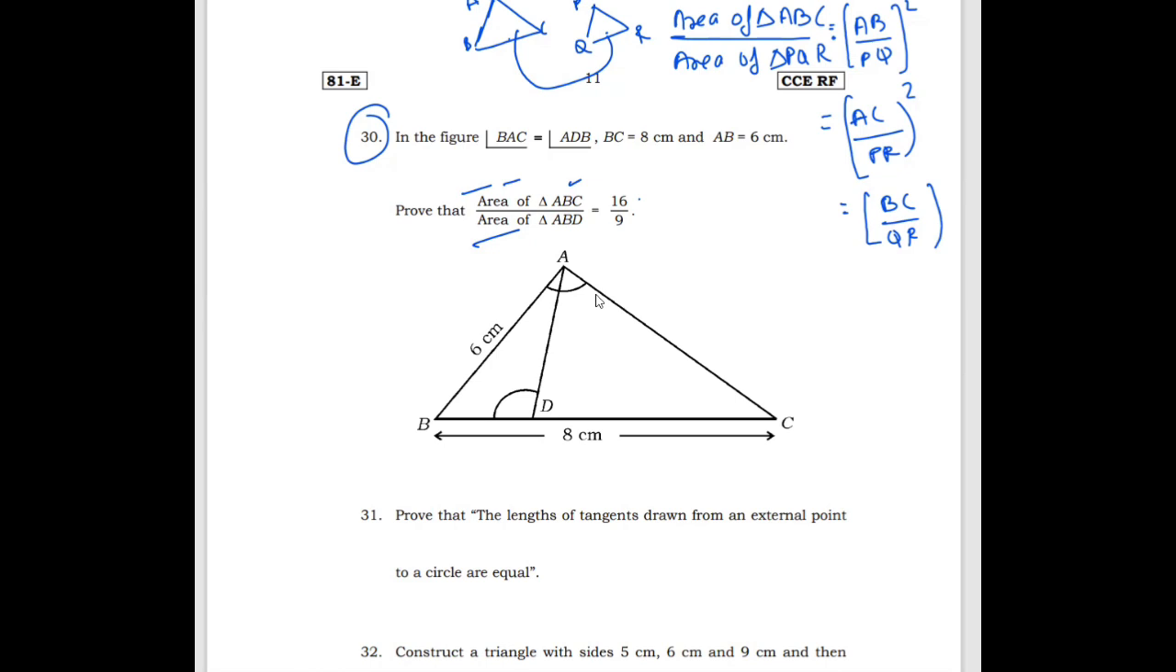Here they already mentioned two triangles. Let me break apart those two triangles. Okay, one triangle is A, B, and C. And at angle A, I'll put a mark like this. I'll write 6 centimeter here.